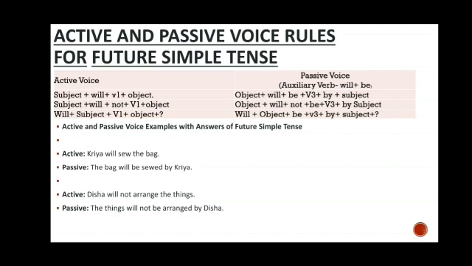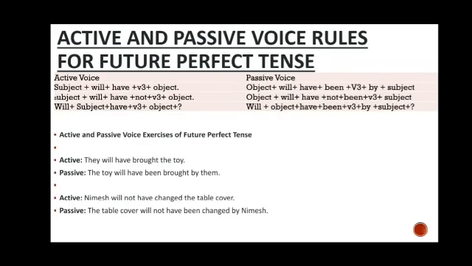Priya will sew the bag. The bag will be sewed by Priya. Disha will not arrange the things. The things will not be arranged by Disha. Now see future perfect tense. In future perfect, subject plus will have plus verb third, then object is coming. Not लगता है तो will have के बाद not, then verb third, then object. If I am talking about interrogative, then will comes first, then subject, then have, then verb third form.